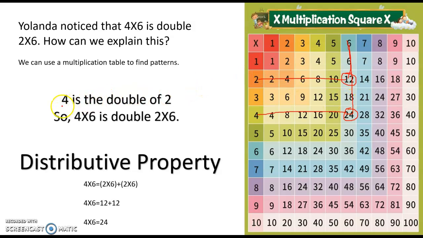Well, I know that 4 is the double of 2. So that means that 4 times 6 would be double 2 times 6. We use the distributive property to help us figure that out. So 4 times 6 would be the same as 2 times 6 plus 2 times 6. All we did was we broke this 4 up into 2 and 2. So 2 times 6 is 12. And then 2 times 6 is 12. And we add those together to get 24.